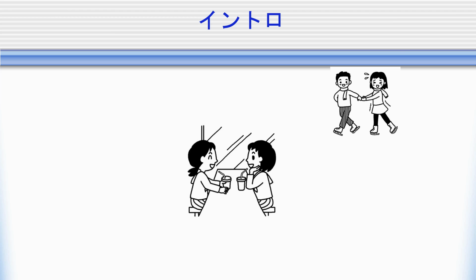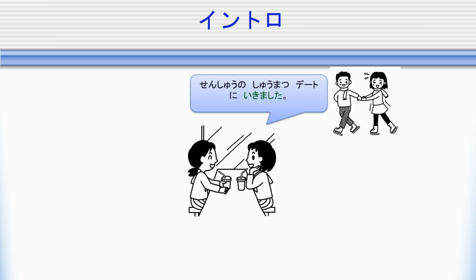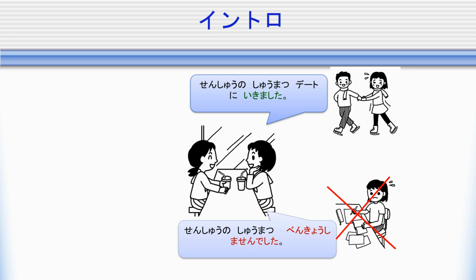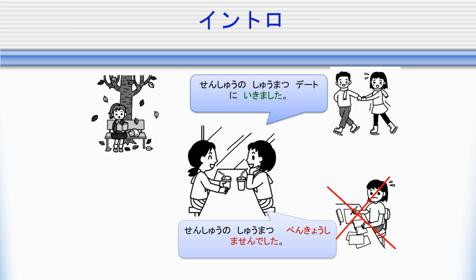So let's take a look at an example. 先週の週末、デートに行きました。So we are using 行きました to talk about what we did 先週の週末, last weekend. 先週の週末、勉強しませんでした。So we are using しませんでした to talk about what we didn't do last weekend.